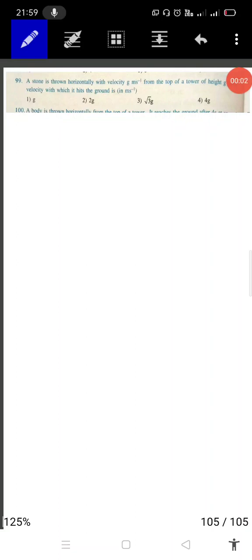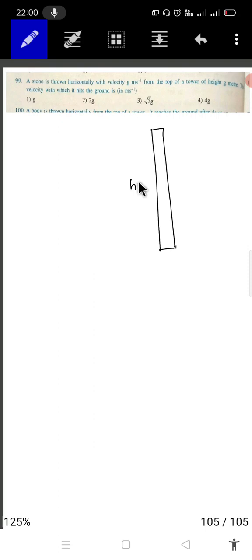Okay, there is a problem here. A stone is thrown horizontally with a velocity g meter per second from the top of a tower of height g meter. The velocity with which it hits the ground is... okay, so actually this is the top of the tower.